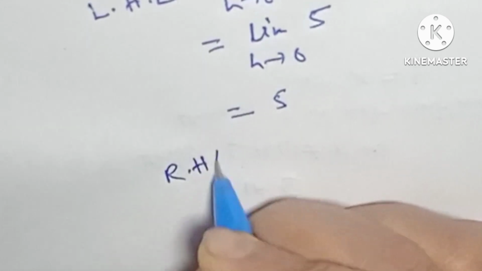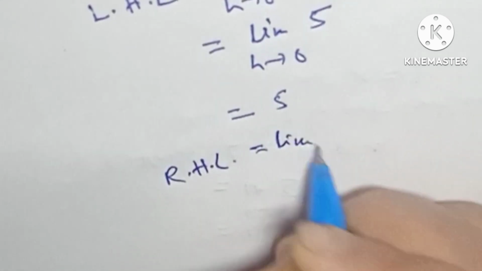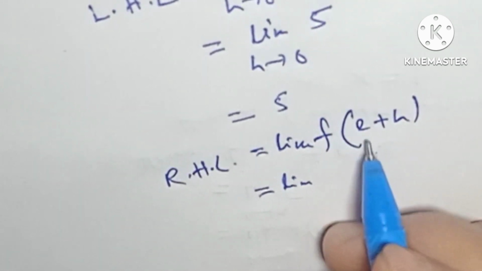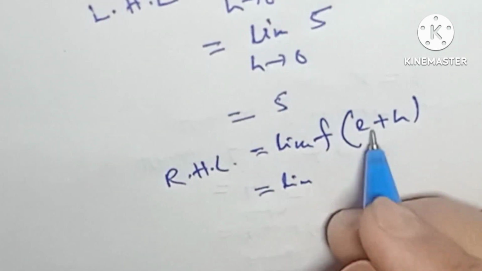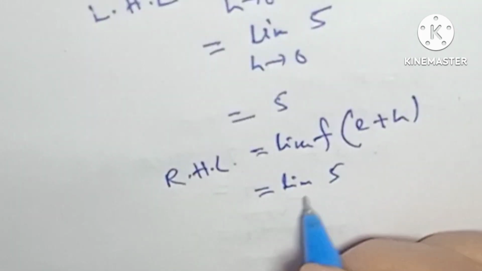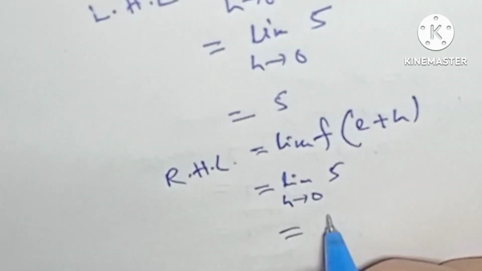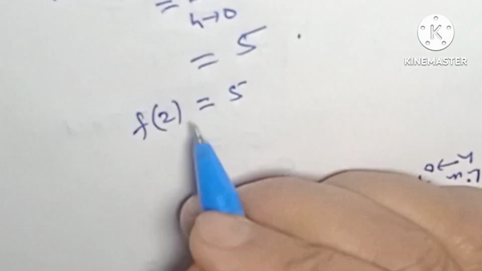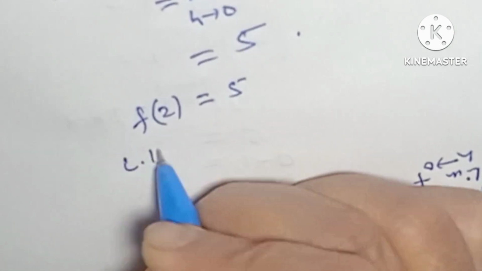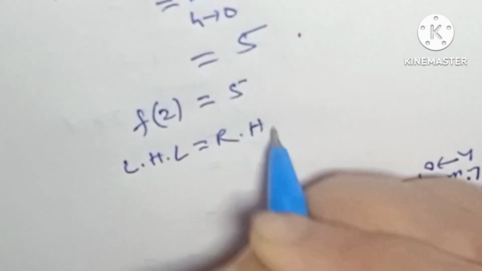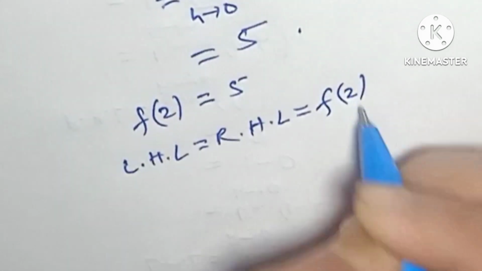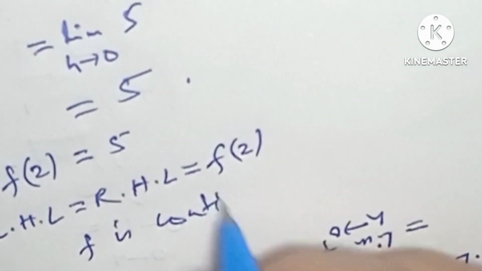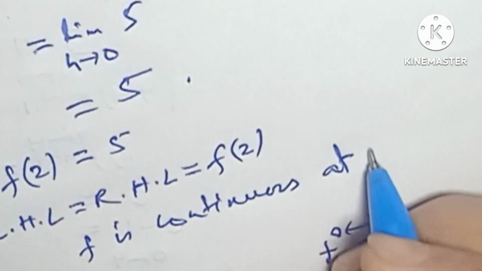Right hand limit: limit f of 2 plus h. Since 2 is greater than 1, f of x equal to 5. So the limit is 5. f of 2 is also 5. All these three values, that is left hand limit, right hand limit, and f of 2, are equal to 5. So f is continuous at x equal to 2.